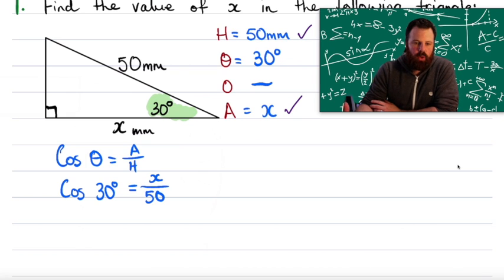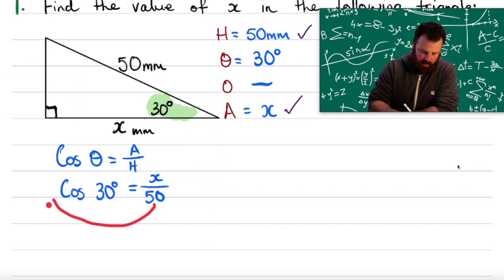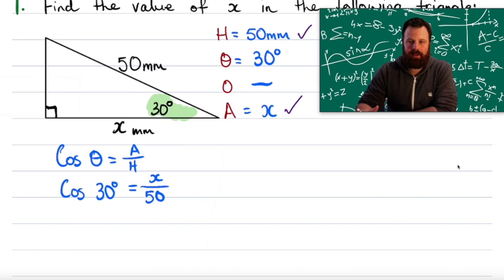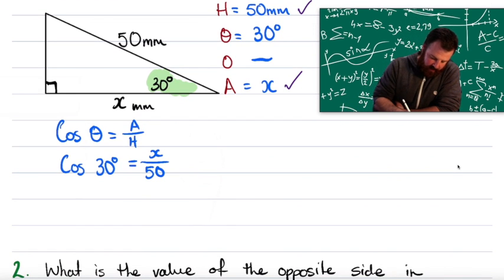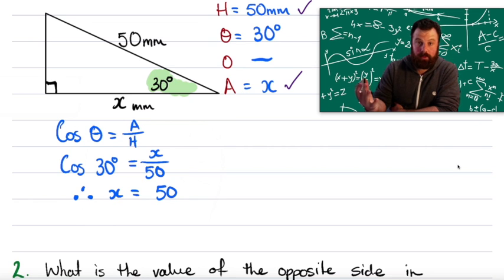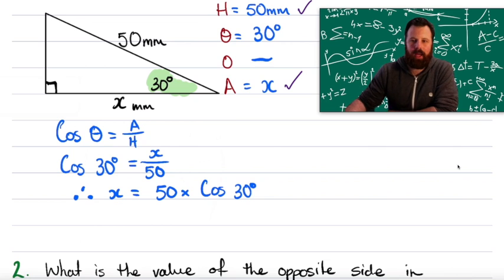To find the value of x, when we get to this situation, when our unknown is up the top in the numerator, what happens is the denominator jumps across to this side and it becomes multiplication. So what we say is, therefore, x is going to be equal to 50, the denominator, multiplied by cosine of 30 degrees, multiplying by our trigonometric function.